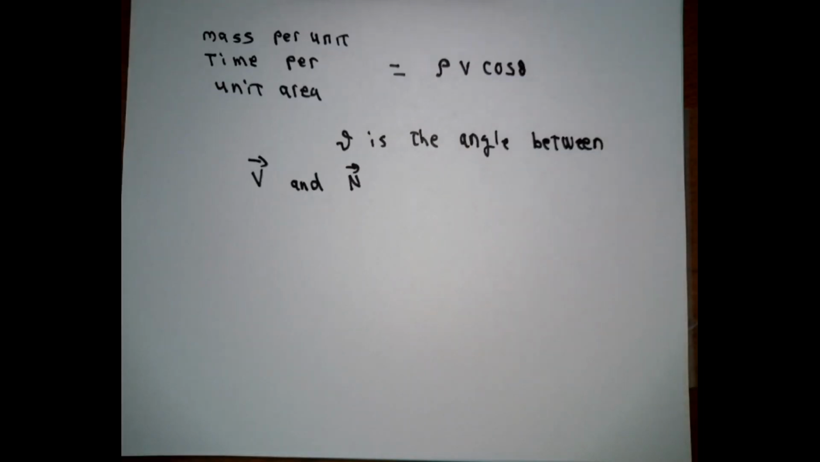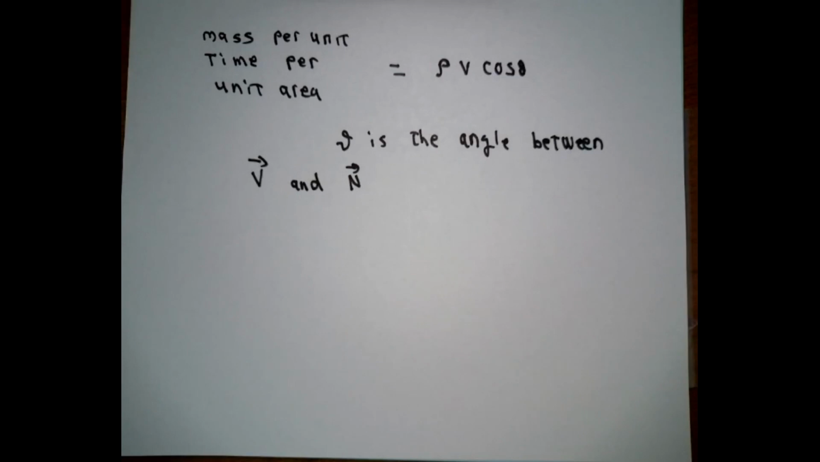So the mass that crosses the surface per unit time per unit area is the mass density times the speed times cosine theta, where theta is the angle between the ordinary Newtonian velocity vector and the ordinary Calc 3 normal vector. This agrees with our previous work. If theta is 0, you get mass density times speed, and if theta is pi over 2, you get 0.